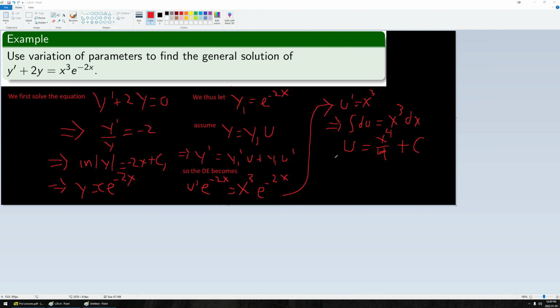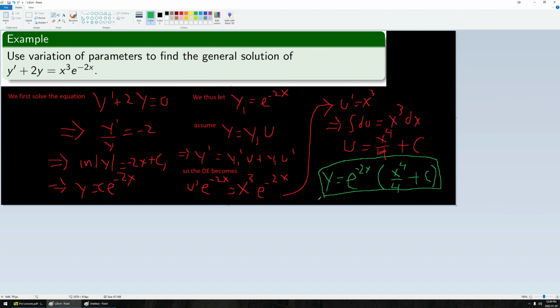Okay, so now that I know what u is, what do I do? Well, I just simply multiply these things together. So my solution, and I will do it in green, is thus going to be y equal to y1 times u. So this is simply going to be e to the minus 2x times parentheses x to the 4th over 4 plus some arbitrary constant c. Now, if you wanted to, you could expand this out, but that is our final answer here.